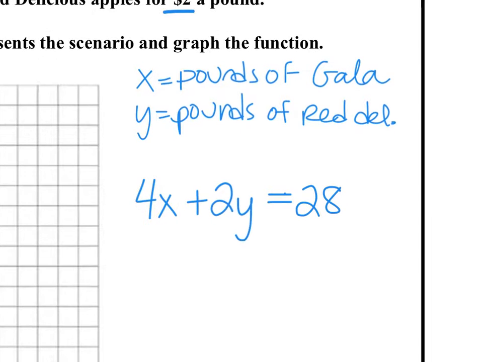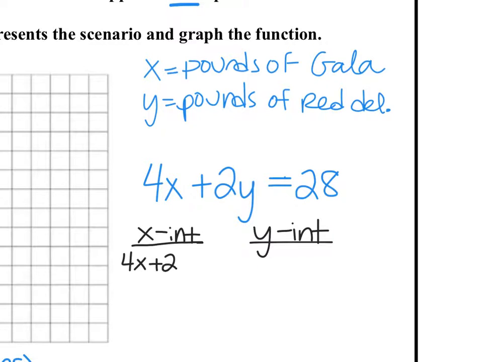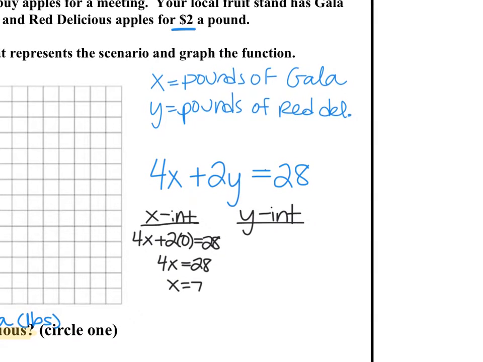Best way to do this, because it's in standard form, would be to get the x and y intercepts so we know how far we have to go on the x-axis and how far on the y-axis. So to get your x and y intercept, we plug in zeros. X-intercept, plug in 0 for y. So 4x equals 28, and you get x equals 7. So that is the point (7, 0).